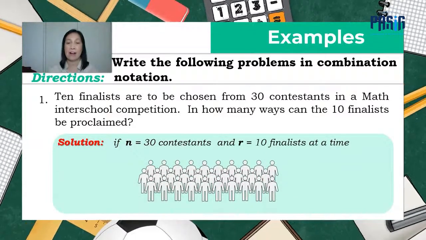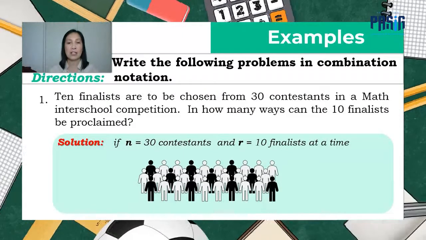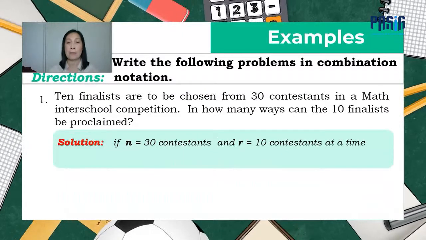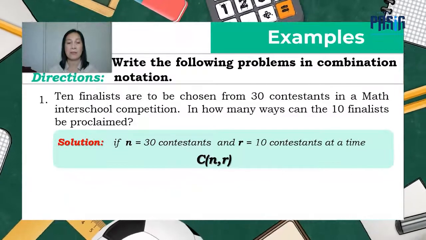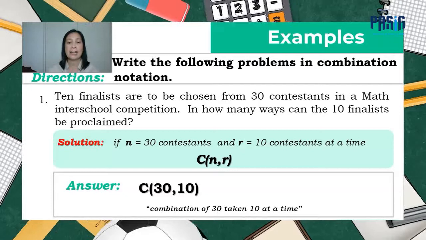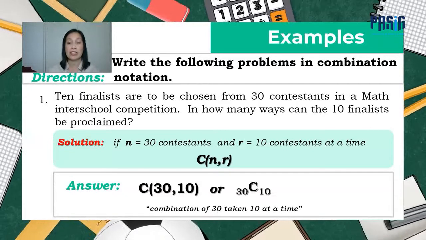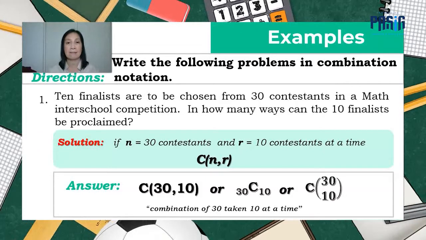And our r are the 10 finalists at a time. So substituting this in our combination notation, we have the combination of 30 taken 10 at a time. We can also write the combination notation in this way or this.